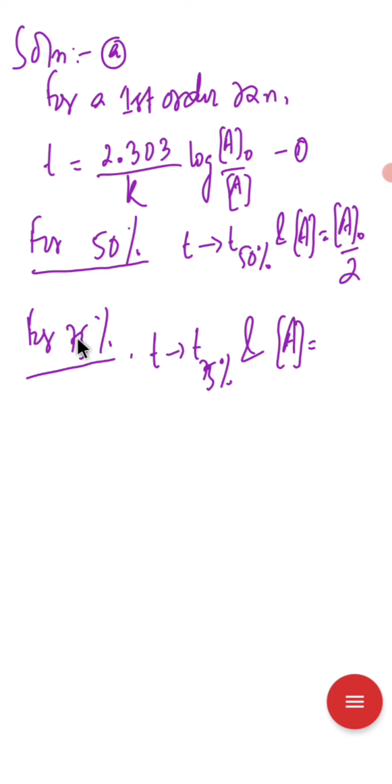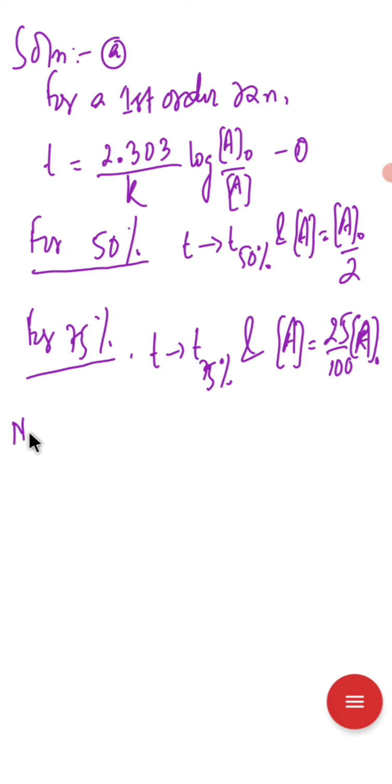So if 75% of the reaction is complete, the remaining is 25%, right? So 25% means 25 by 100 of A naught. Sorry, this is A naught, right? A naught.